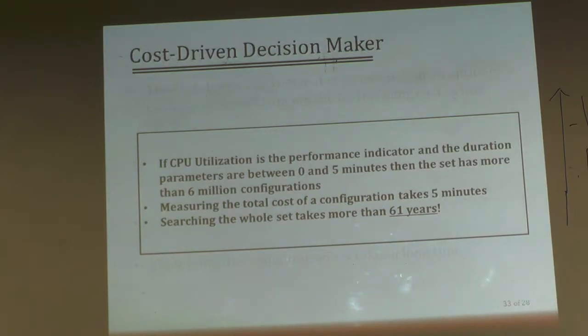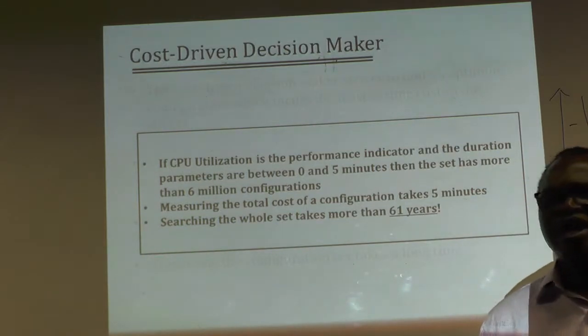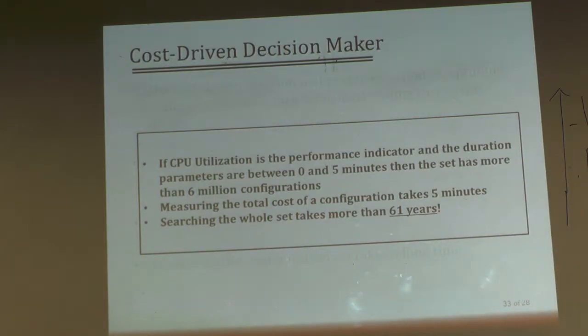Now let's take the upper hand, the 5 minutes. If I want to do that, the searching will take 61 years. Let's even assume that on average it is 1 minute. Are you with me? Now that will drop down to around 5-point-something months. Do you want to wait for a resource provision that takes 5 months to provision?